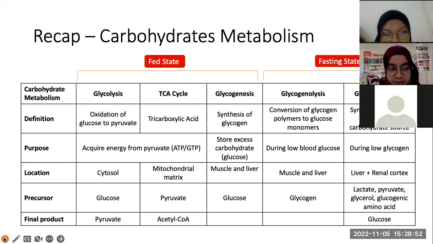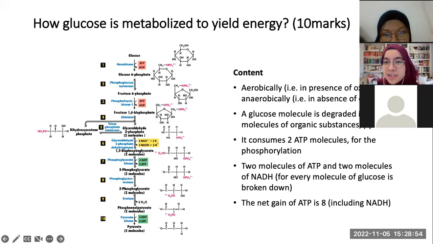Okay, where to get more marks? Another secure point would be explaining in general the equation of glycolysis. Let me check. I think you can open the slides for carbohydrate metabolism. There's one general equation for glycolysis. So 1 molecule of glucose will produce 2 molecules of pyruvate, and then you need to mention how many molecules of ATP are being produced. Okay, for example, I've written over here.